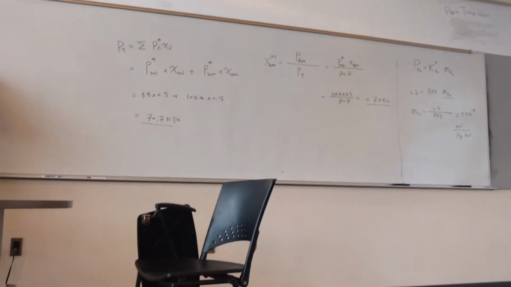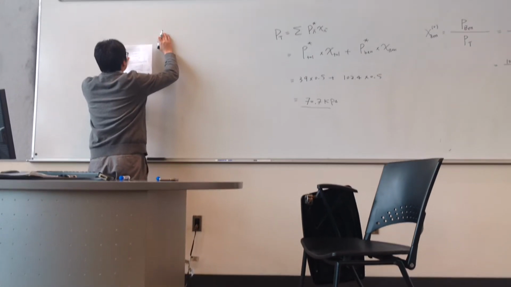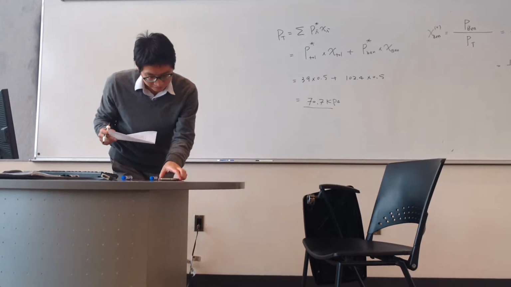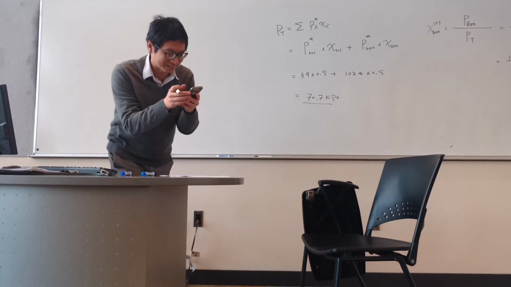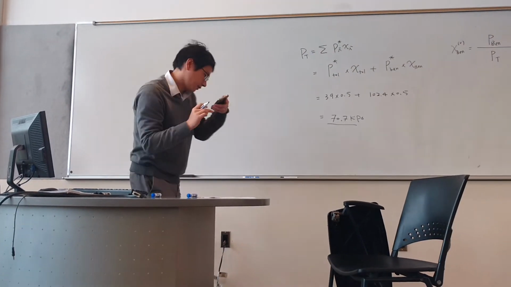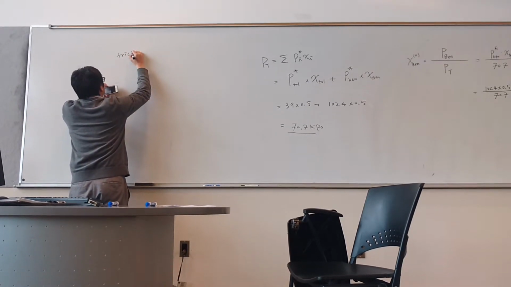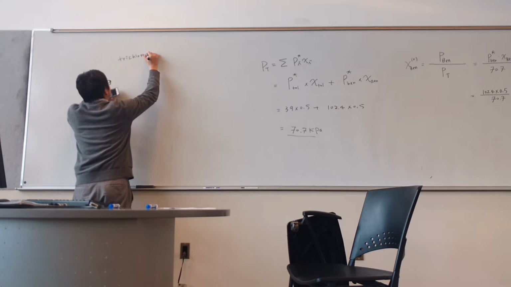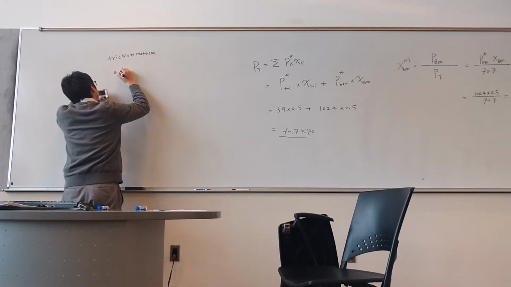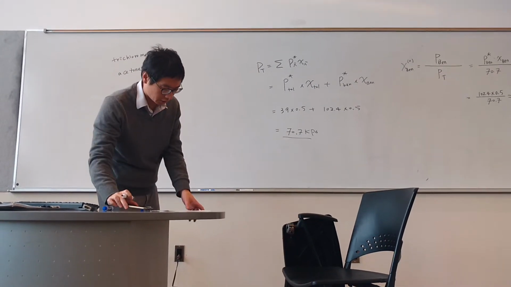Okay, for number 4, you have a mixture of trichloromethane and acetone. Let me look at the question again. A mixture of trichloromethane and acetone. So you have a solution of these mixtures.